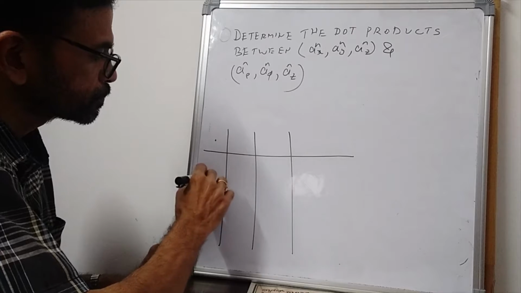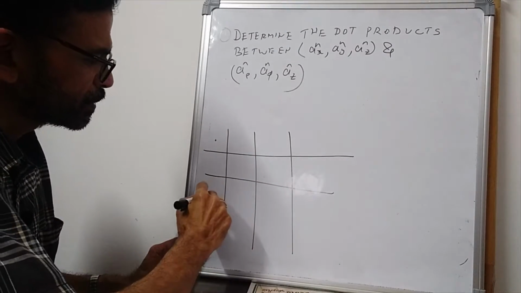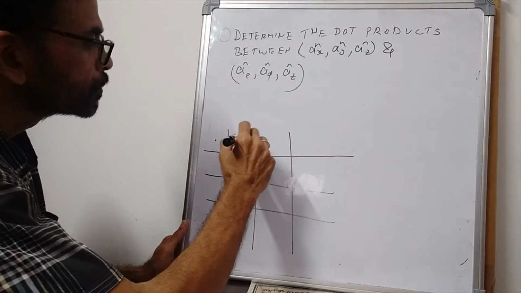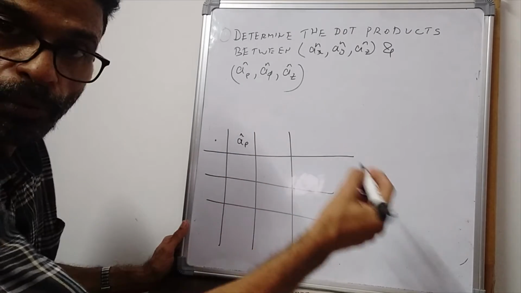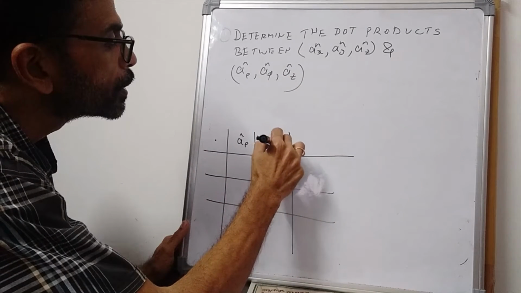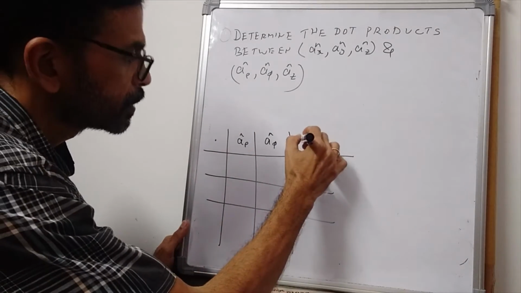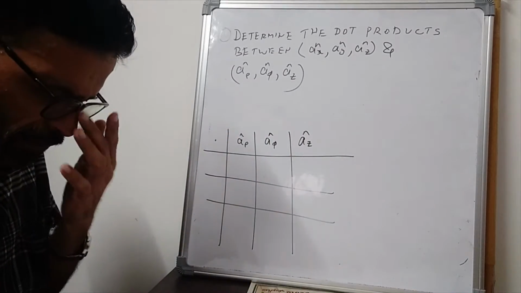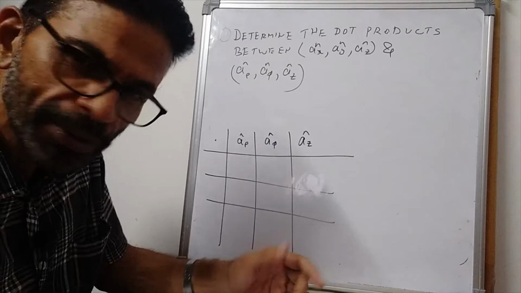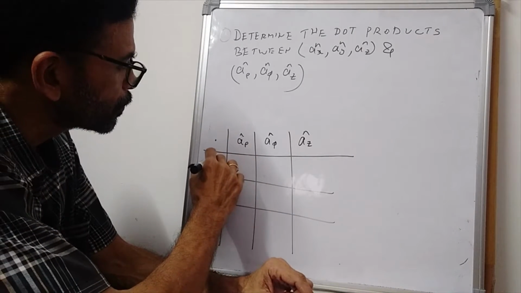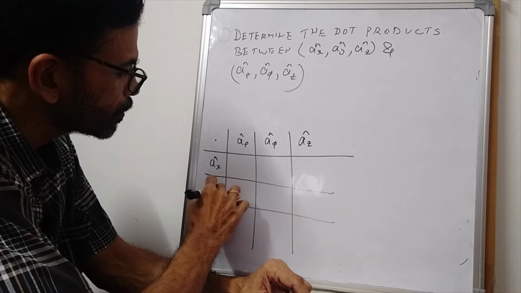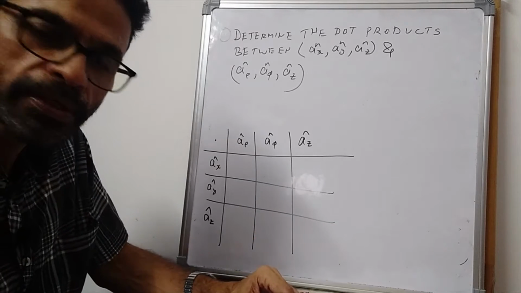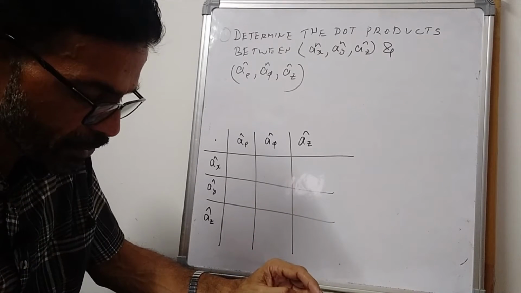and I will have 3 columns here and 3 rows here, and I have a rho cap here, a phi cap, a z cap, and so these are the 3 unit vectors of the cylindrical coordinate system. And over here I will have ax cap, ay cap, az cap. That is the unit vectors in the Cartesian coordinate system.